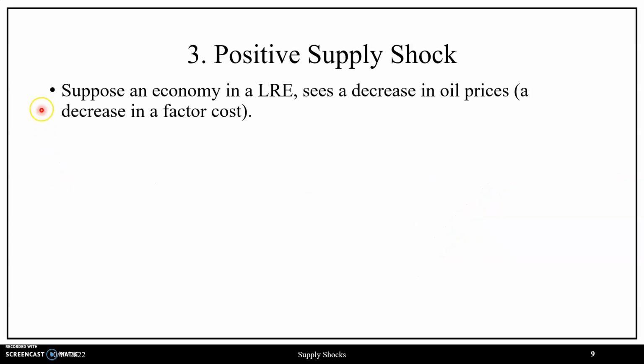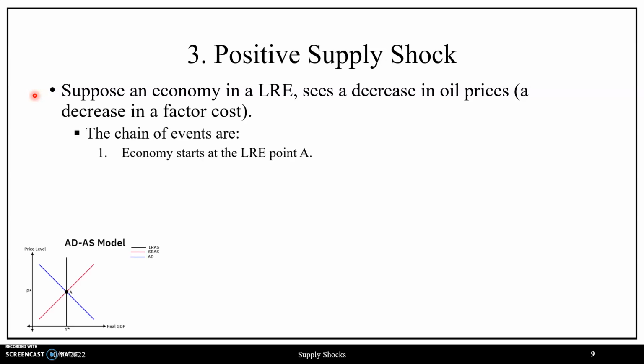Beginning with our story, suppose that we have a long-run equilibrium in an economy in which now we're seeing the opposite case, a decrease in oil prices. Since this is an input used by firms to produce goods and services, a decrease in oil prices will make it cheaper for firms to produce goods and services, which will mean that they will increase what they are supplying, hence a positive supply shock, and we'll see a rightward shift in the short-run aggregate supply curve.